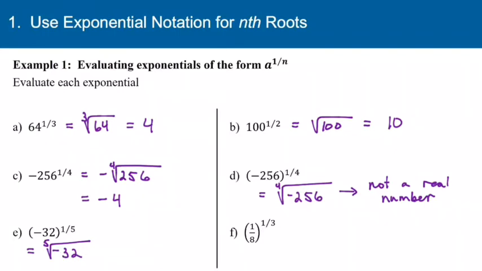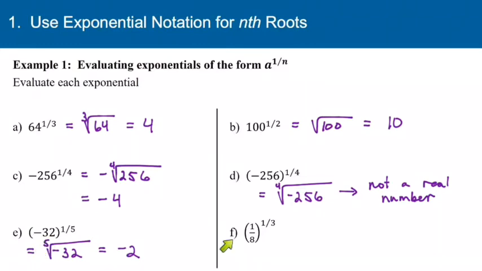2 times 2 is 4, times another 2 is 8, times another 2 is 16, times a fifth 2 is 32. So the fifth root of 32 is 2, but the fifth root of negative 32 is negative 2. And again, it was only possible to get this negative answer because we're doing an odd root.